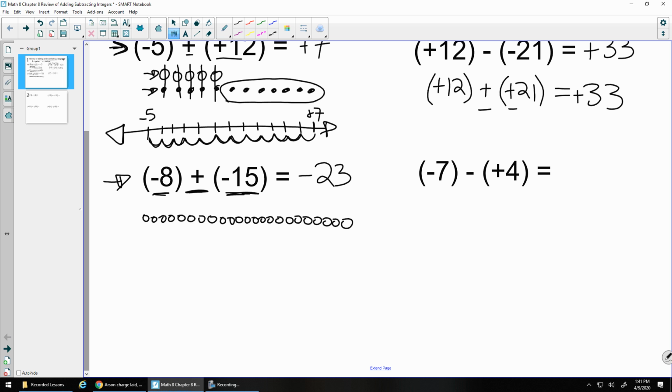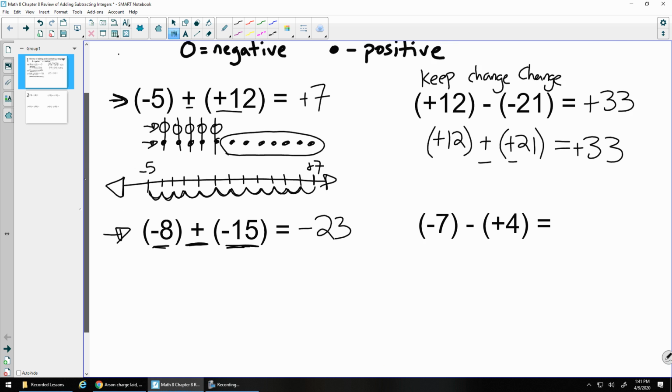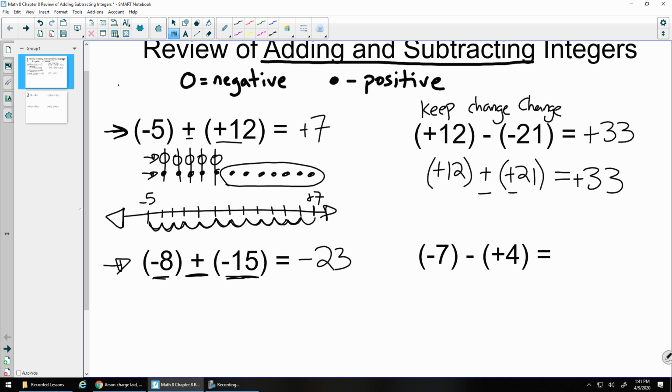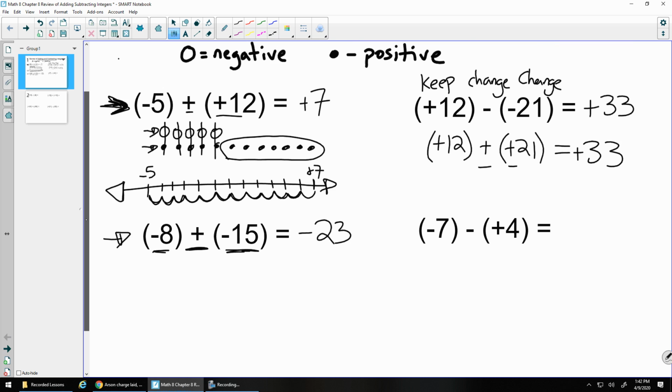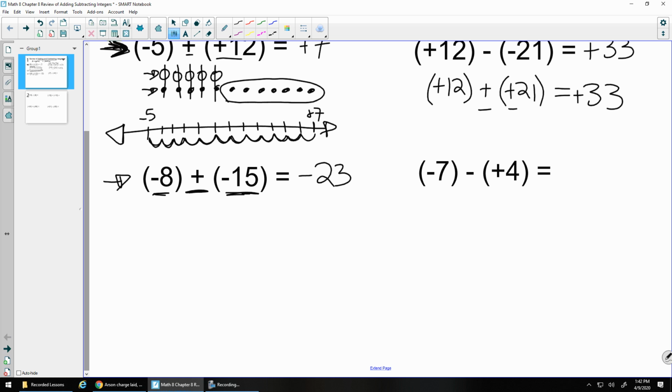Okay? So adding with integer chips always works well. If I have a negative and a negative with adding, they just combine. When you have a negative and a positive, like we had up here, then the zero pairs cancel each other out. But in this case, since they're both negative, negative 8 and negative 15, there are no zero pairs. So my answer is negative 23.